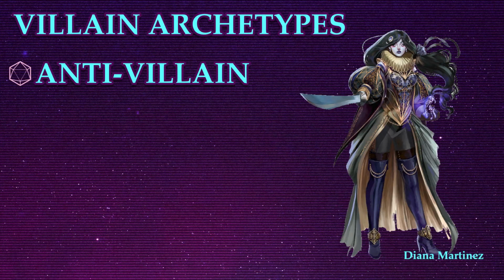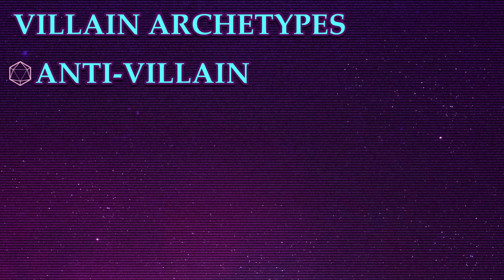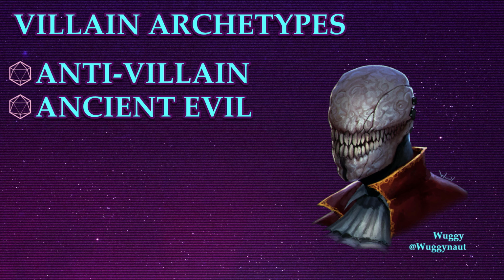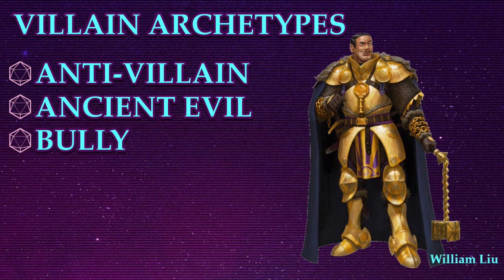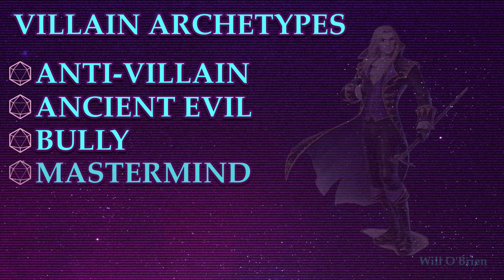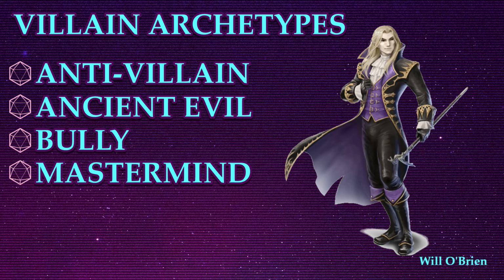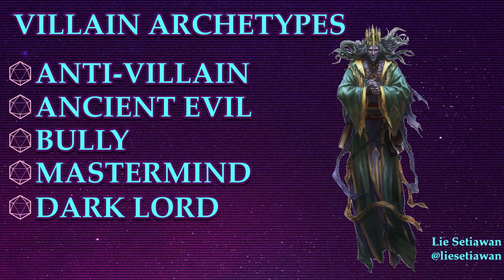Alright, time for a recap. We have the anti-villain. This is a villain that has sympathetic motivation or appealing characteristics. We have the ancient evil, something beyond reasoning. Evil for evil's sake. The bully. Something simple that is a straightforward opposition to the players. The mastermind, an evil genius who attempts to defeat the protagonist mentally as opposed to physically. And lastly, we have the Dark Lord, a villain that has official status or is a leader of an organized group.